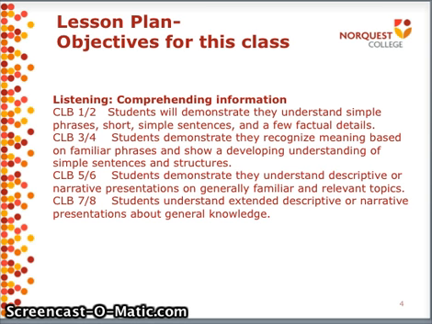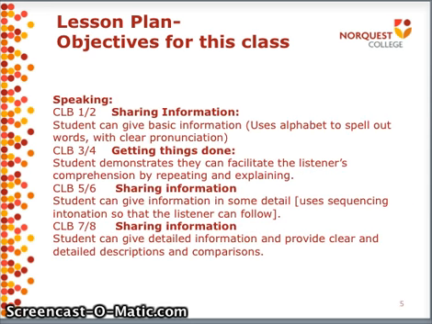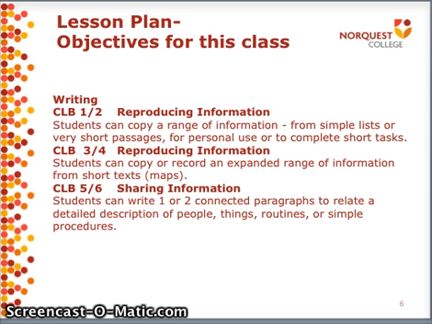So as I mentioned, this first page here is on listening. You'll see that I'm including objectives for CLB 1, 2 all the way up to CLB 7 and 8. Once again, my objectives for speaking. You will notice that I am using sharing information and getting things done. And lastly, my objectives for writing, CLB 1, 2 up to CLB 5, 6. These are the levels that my group of students are working at.